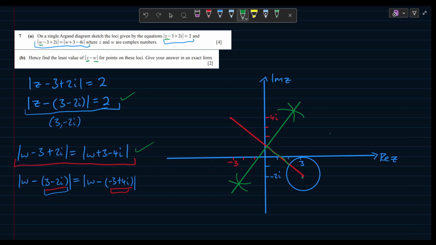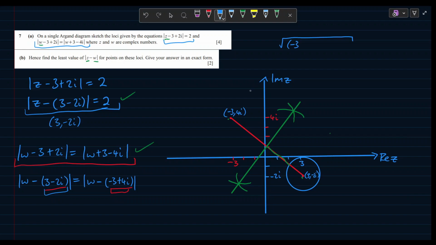So to get the distance from the center of our circle to the perpendicular bisector, that is going to be half the distance from this point to this point. So if we can first find the distance of the full length of the red line, then we can find half of that to get the distance that we want from the center of the circle to the perpendicular bisector. So the coordinates of the center of the circle are 3, negative 2i. And then the coordinates of this other point are negative 3, 4i.